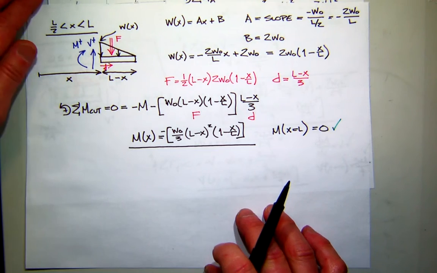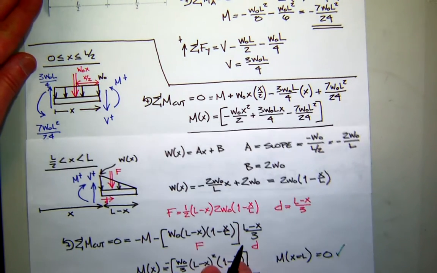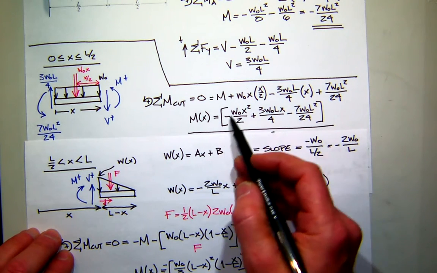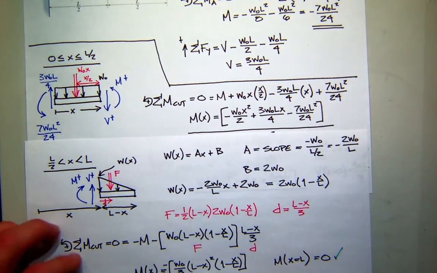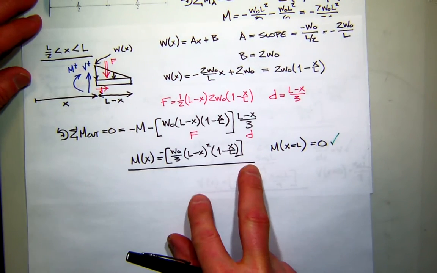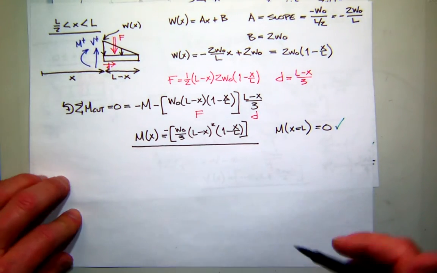Now what would be really cool, which I don't think we have time to do today, but you could, is go back to this equation, which is the moment, plug in X equals L over 2, plug in L over 2 here, and those should give you the same value. I won't do that today, but you could do that. Go ahead to finish this problem up.